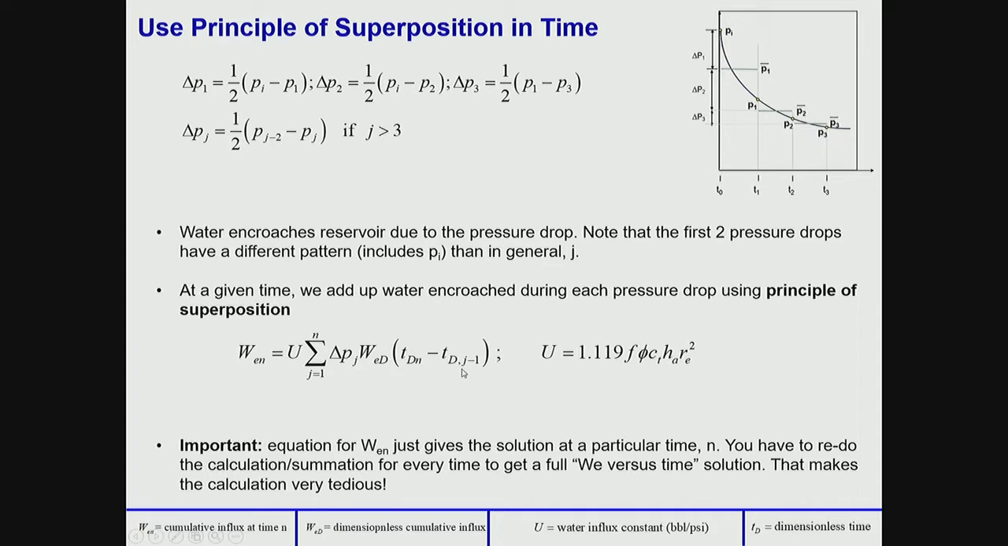And this is the common mistake, that someone might try to do TDJ minus TDJ minus 1, but that's not right. You have to do TD of N, the final time you're interested in, minus TD of J minus 1.